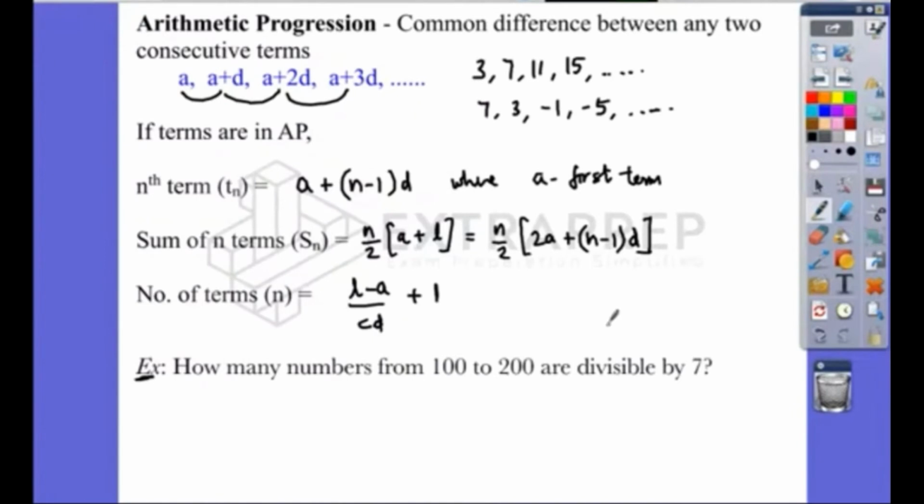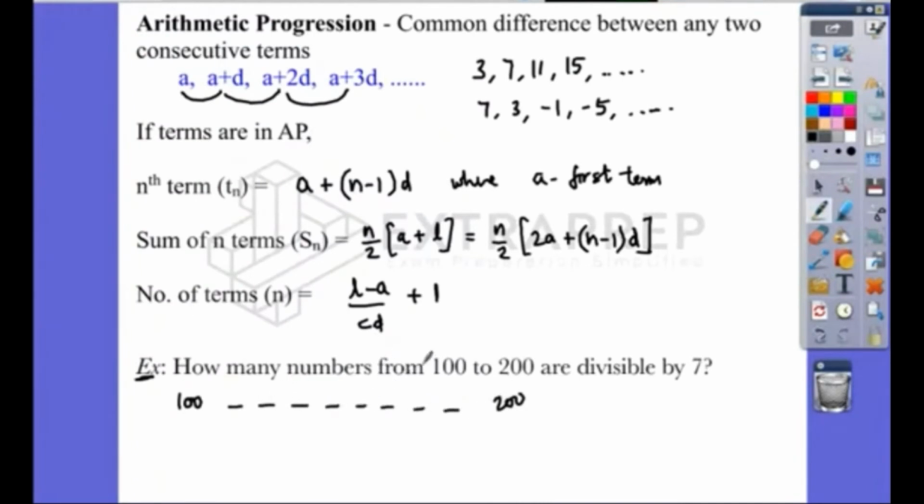Let's understand the question in the meanwhile while you're copying. How many numbers from 100 to 200 are divisible by 7? So from 100 to 200, there will be some numbers which are divisible by 7. We'll need to find how many.